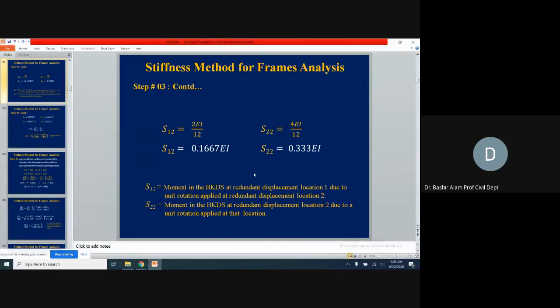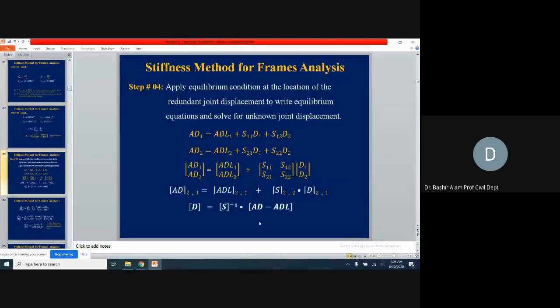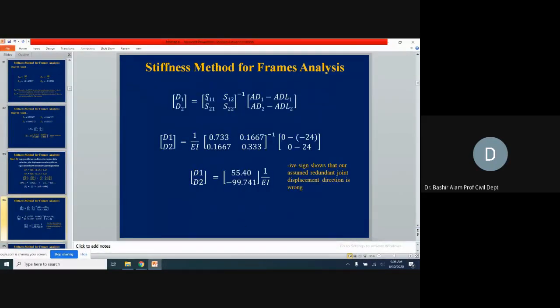Now with this, we are in a position to write this matrix in a very nice form. EI is common, so we take that as common. From here 0.733, 0.1667, 0.1667, and this is 0.33, and this is our stiffness matrix. Now, AD matrix we have, ADL matrix we have, and we have the stiffness matrix also. And this is now our set of simultaneous equations. This is the standard form in matrix form. This is the condensed form of the equilibrium equation, and this is the rearrangement in terms of D of the equilibrium equation. We plug in the values here.